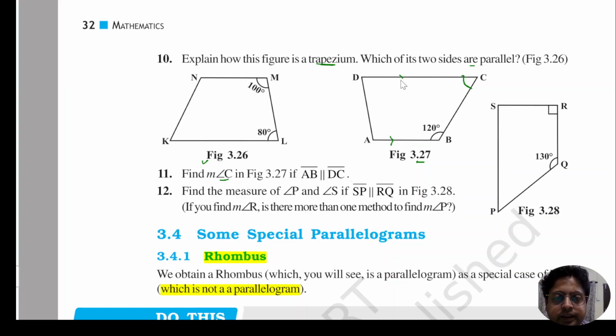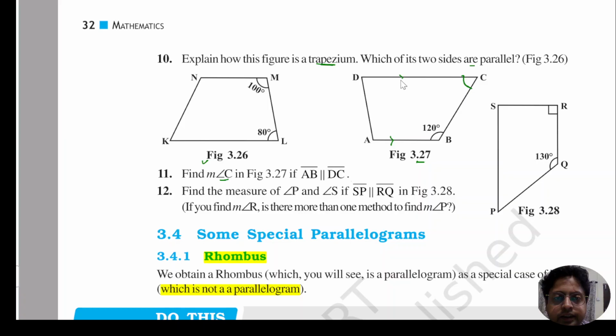So if these two lines are parallel, this is going to be a transversal, that is CB is a transversal to AB and DC. So we know the property of transversal: if two lines are parallel and a transversal is cutting them, then the sum of adjacent internal angles is 180 degrees. So measure of angle C is going to be 60 degree. So simple.